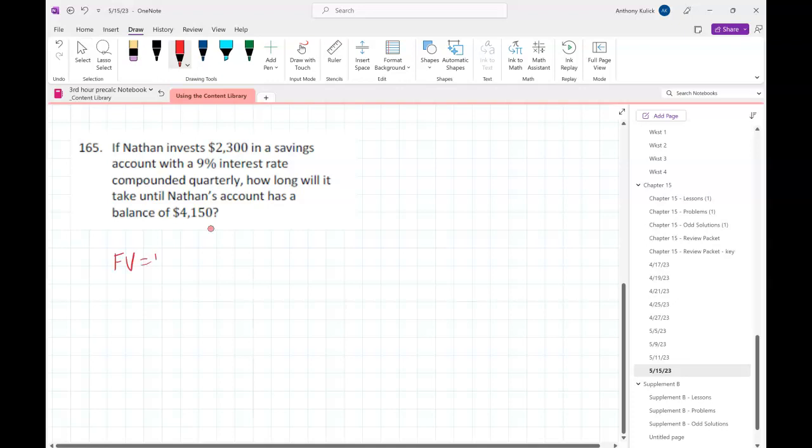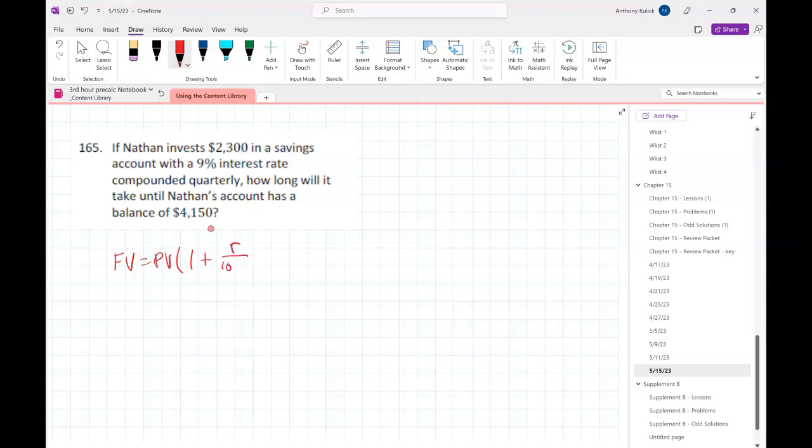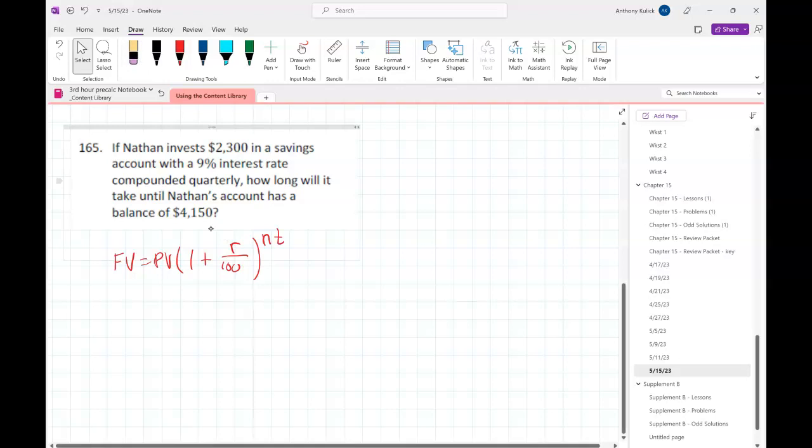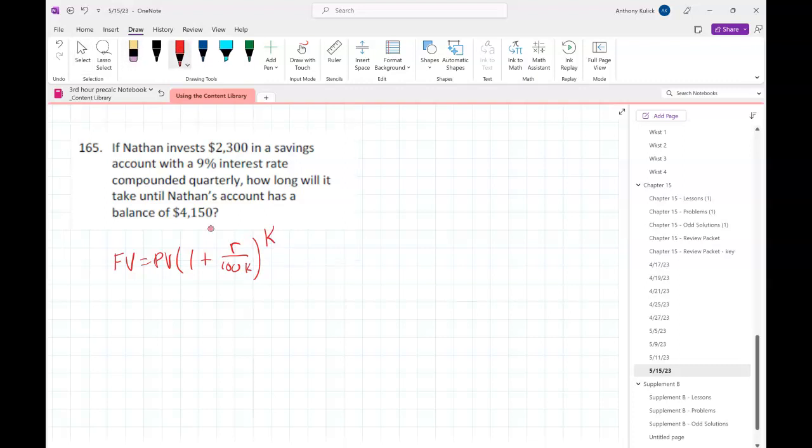So our compound interest formula, that's supposed to be kn. Those were the letters we used. So filling things in, 4,150 equals 2,300 times (1 plus 9 over 100 times 4) to the 4n.